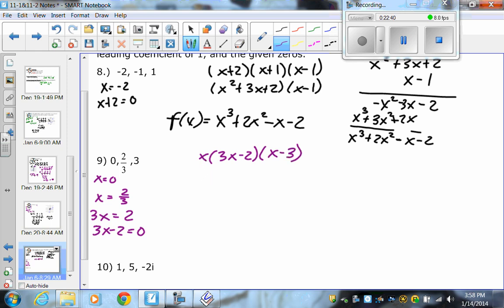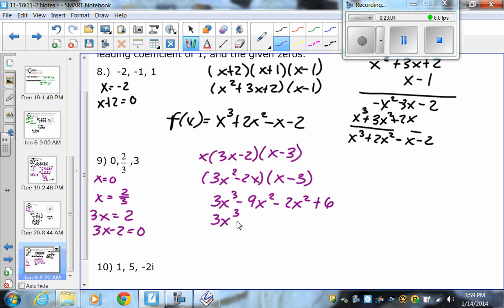So distribute this, that gives me 3x squared minus 2x times x minus 3. Multiply this together, so that's going to give me 3x to the third minus 9x squared minus 2x squared plus 6x. So that gives me 3x to the third minus 11x squared plus 6x, sorry, because you have -2x times -3, so it's 6x.